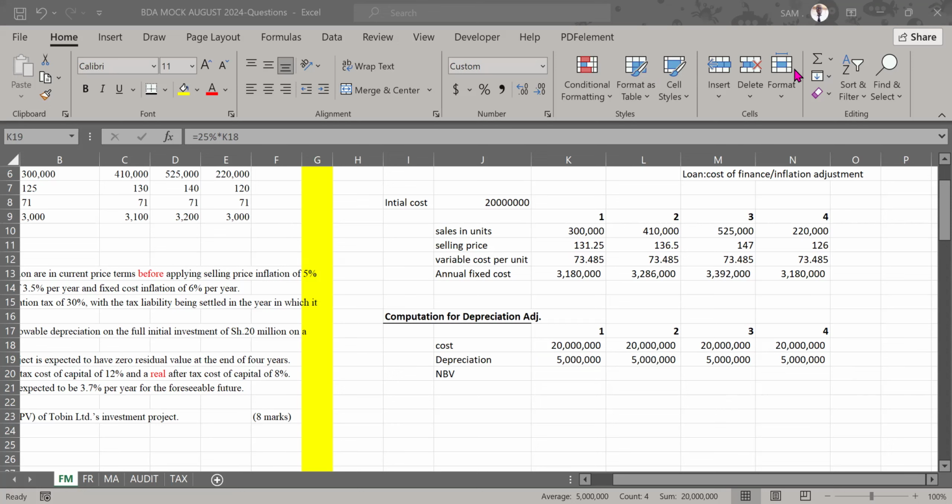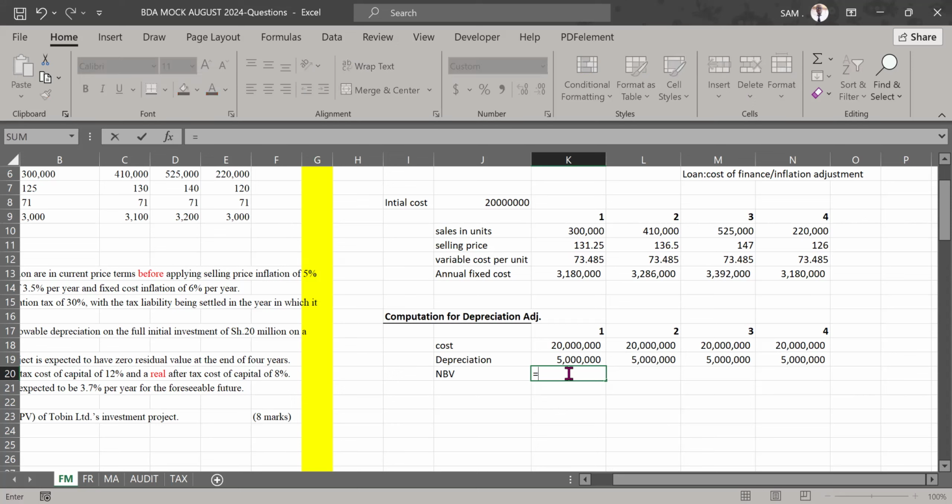I'm seeing some chat here. Diana, 20 is the cost of the investment and depreciation is going to affect it. That's why we are charging depreciation. Yes, depreciation affects the value of our investment. That's how we are going to get the net book value of the investment per year. So we are getting the net effect.